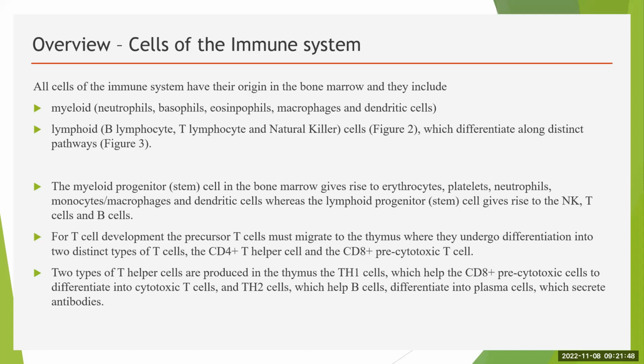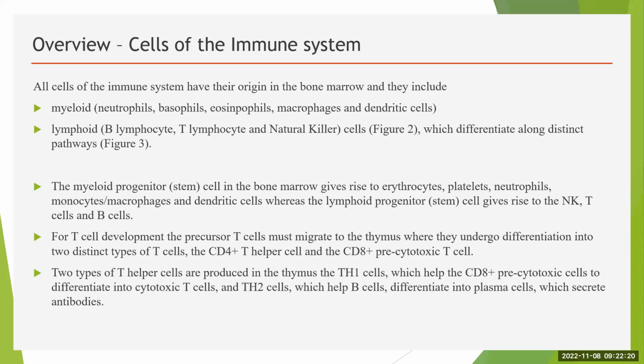So when we look at the myeloid system, we have got cells such as the neutrophils, the basophils, the eosinophils, the macrophages, and the dendritic cells coming from this lineage. And when you look at the second lineage, which is the lymphoid, this is where we have the B lymphocytes, the T lymphocytes, and the NK cells, which differentiate along distinct pathways. And we'll be able to show you some graphical presentation of this.